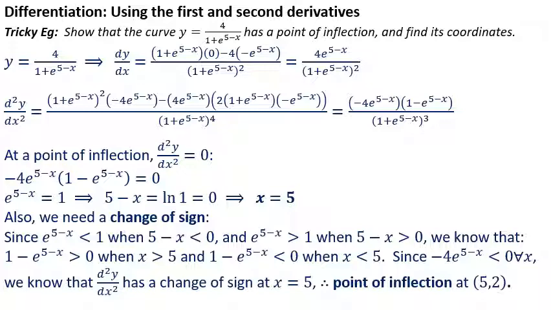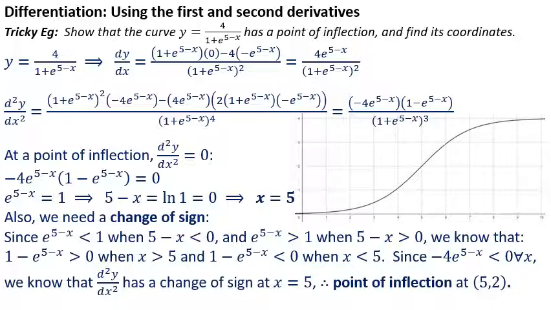And the final step is to take your value for x, which is 5, and substitute it back into the original function 4 over 1 plus e to the power of 5 minus 5. Luckily, this also cancels down nicely. 5 minus 5 is 0, e to the 0 is 1, 1 plus 1 is 2, 4 over 2 is 2.